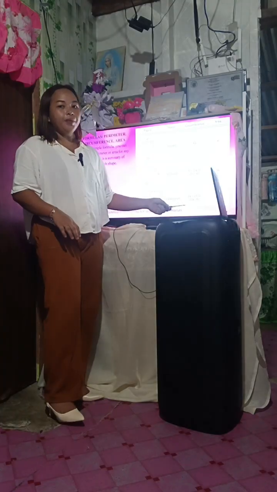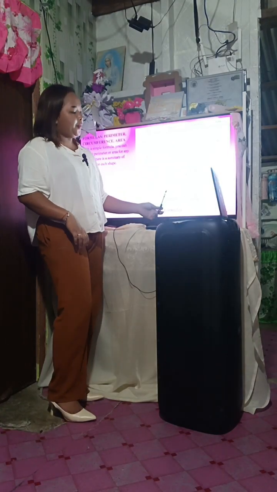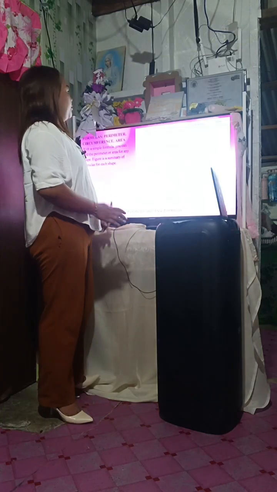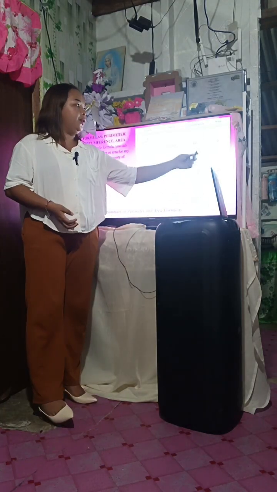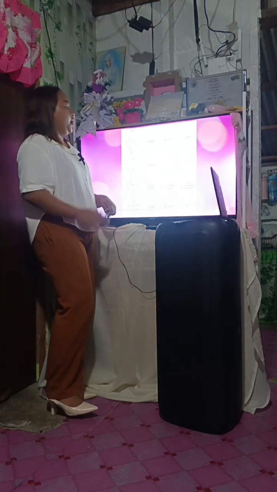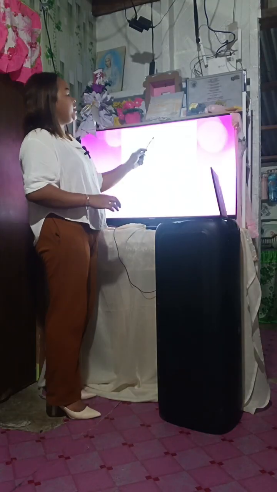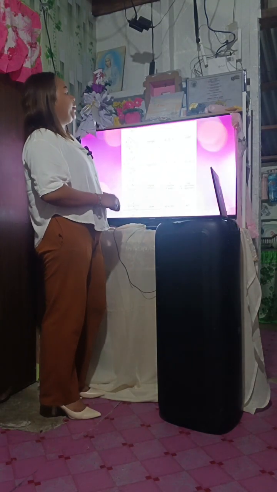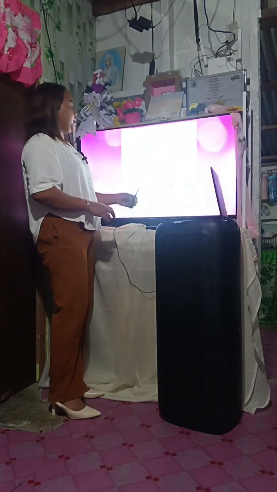In the parallelogram, we will use the formula for the perimeter: P is equal to 2A plus 2B, or 2 times the quantity of A plus B. And in finding the area of the parallelogram, we will use A is equal to base times height. And we have the triangle. We will use the formula in finding the perimeter of a triangle: P is equal to A plus B plus C. And in finding the area, we will use A is equal to 1/2 times base times height.